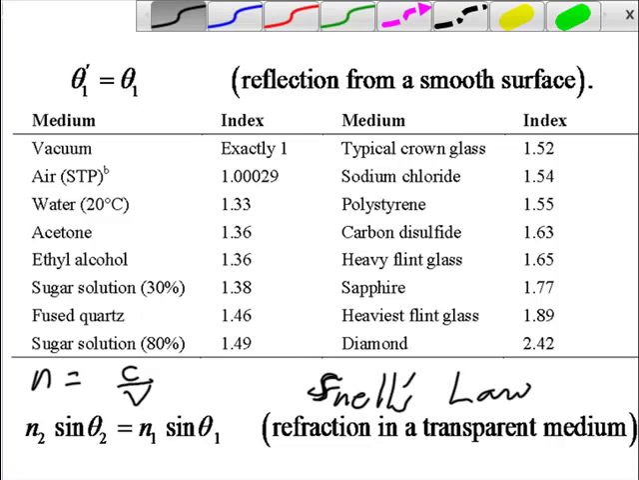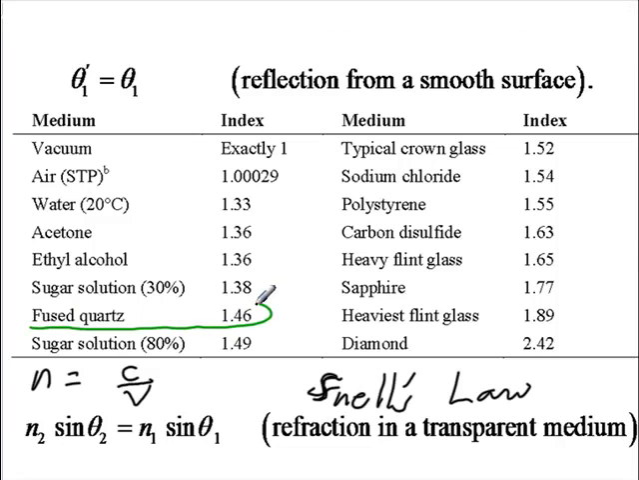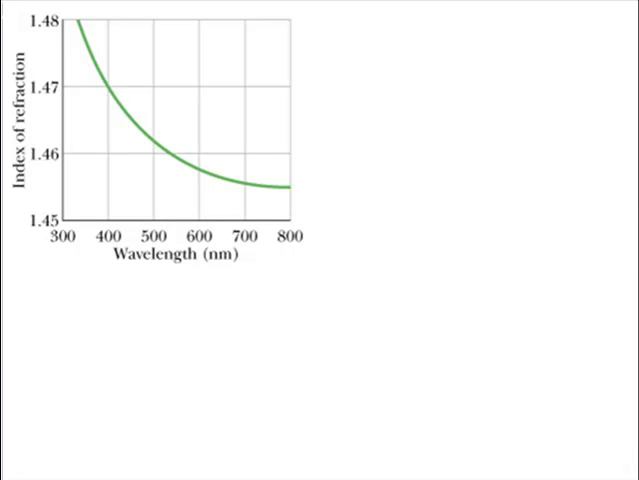Now let's look here for a moment, right here at the index of refraction for fused quartz. Notice it says that the index of refraction is 1.46. However, it's not exactly that for every single color of visible light. Here I have a plot that shows the index of refraction for fused quartz from 300 nanometers up to 800 nanometers, with the visible region being right in here.